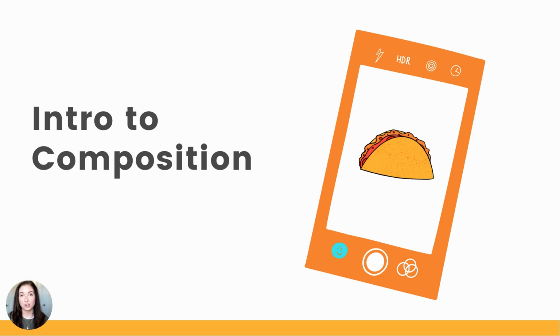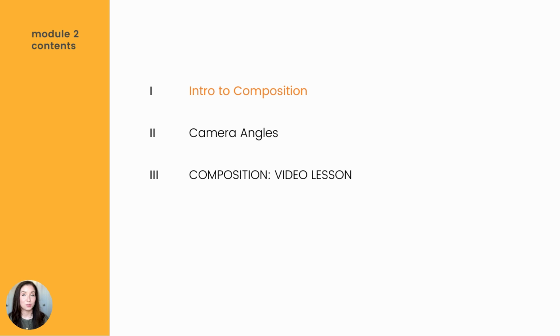So right now you're watching the intro to composition video. Let's quickly go over the 3 videos that are inside of this module. Intro to composition, obviously that's where you are right now. Then you're going to move on to camera angles. And like I said in the introduction, this is what I get the most questions about. So I'm going to touch on the 3 main camera angles that I think will be the best for you. 90% of the time, they're the camera angles that I use, so I know that you'll get a lot of use out of those.